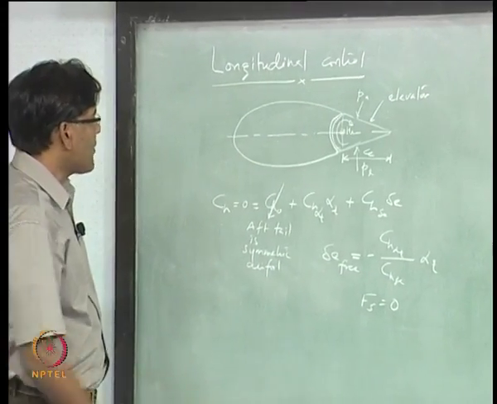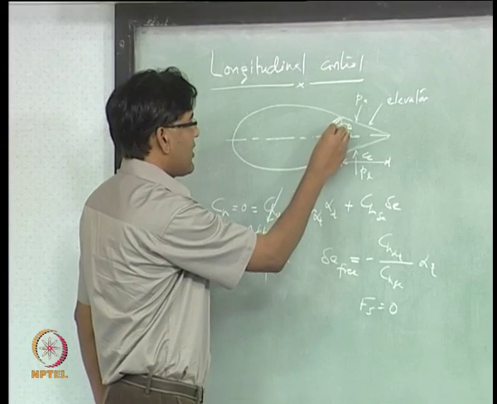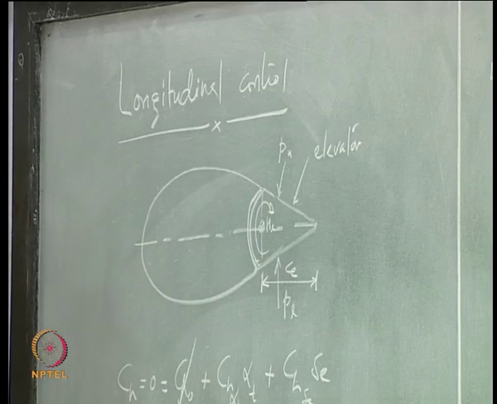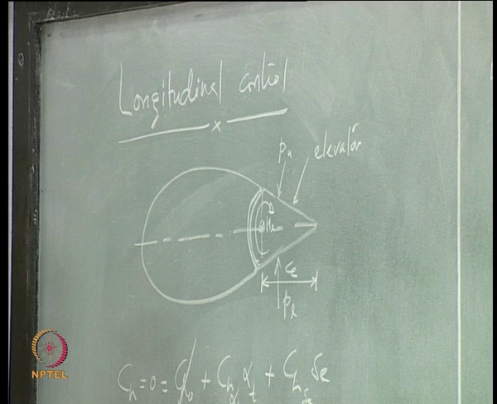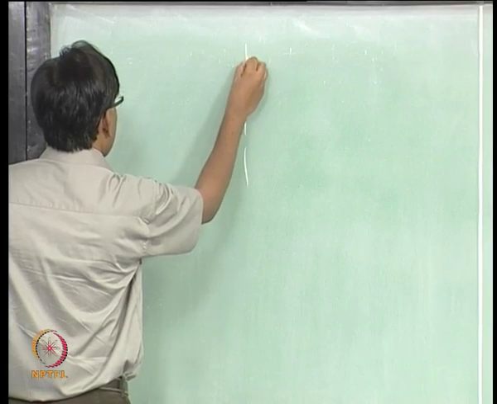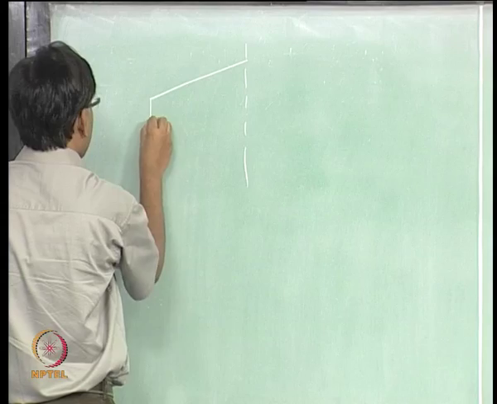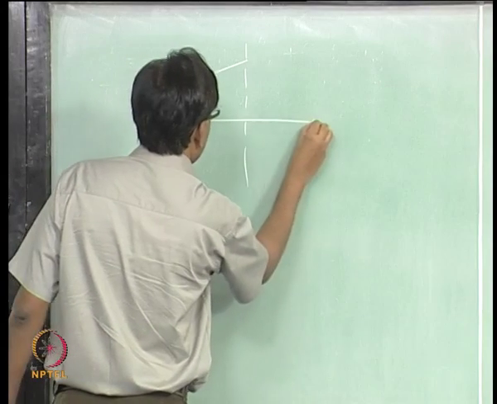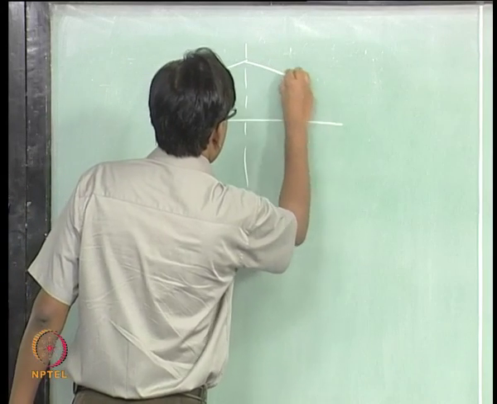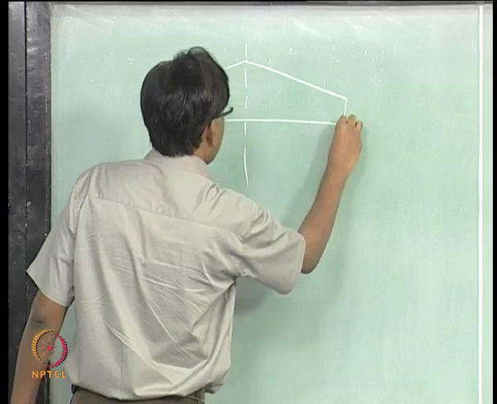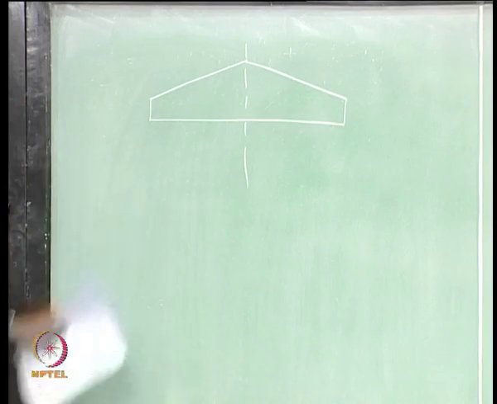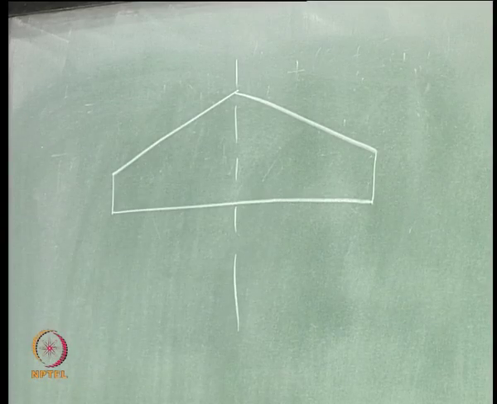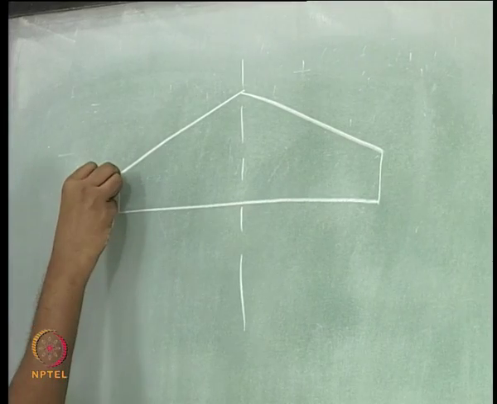All right, what happens to this part? So let us draw a picture and a big picture here. Right, let us say this is the tail on which I have to locate my elevator.